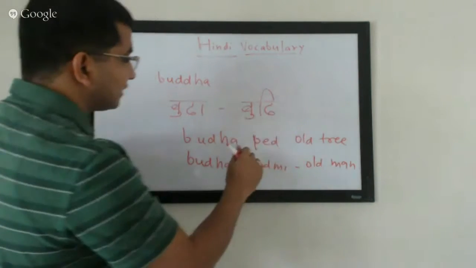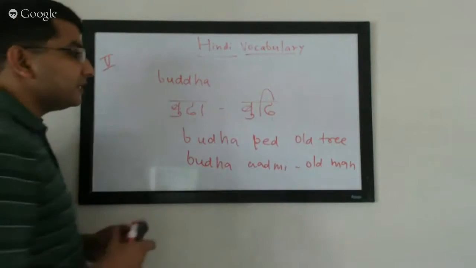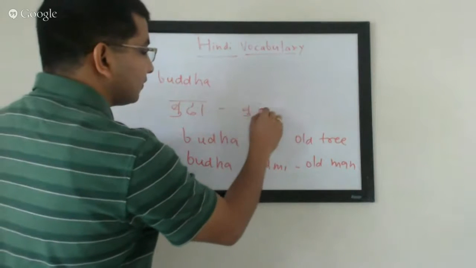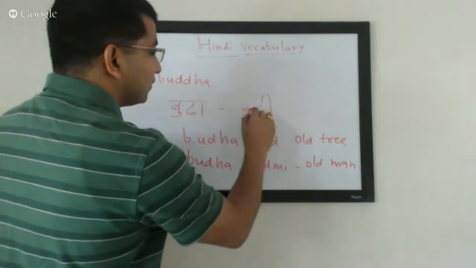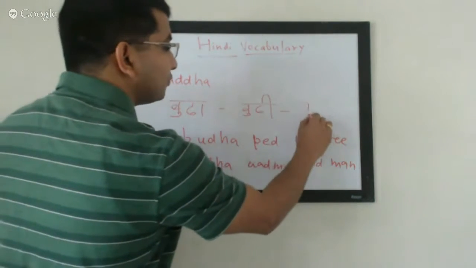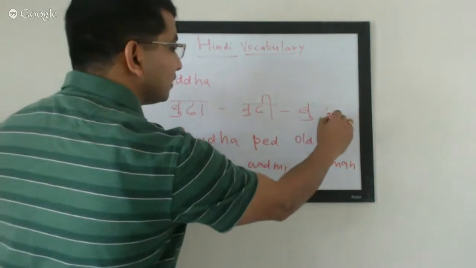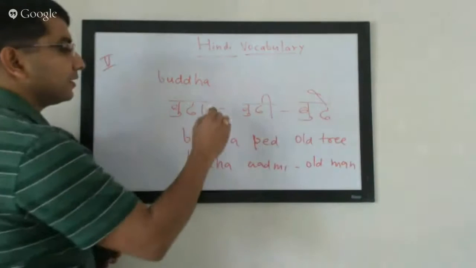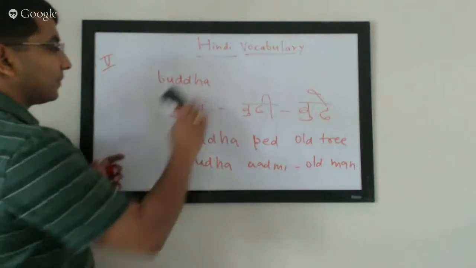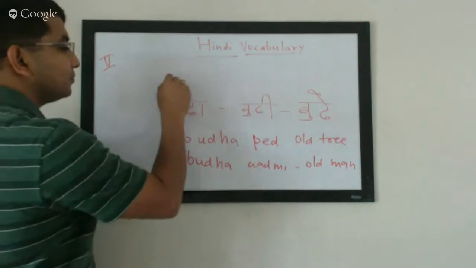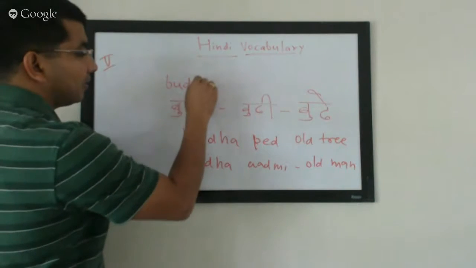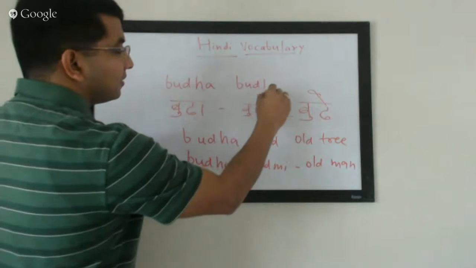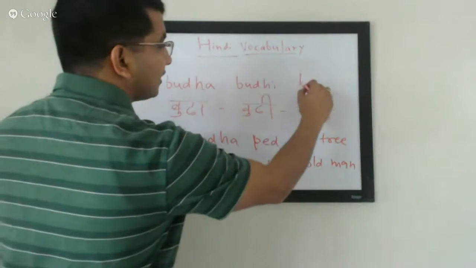Yeah, so that's the feminine of Budha. And then Budhe would be for the masculine plural, Budhe. So to repeat it again, it's Budha, Budhi, and then Budhe.